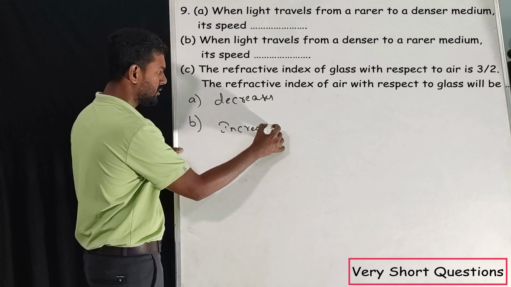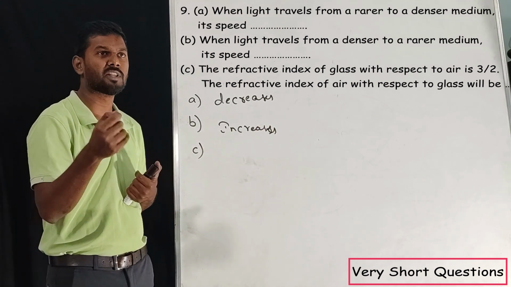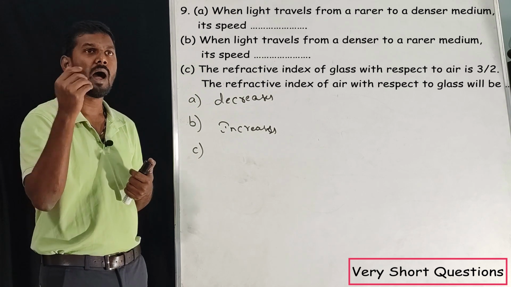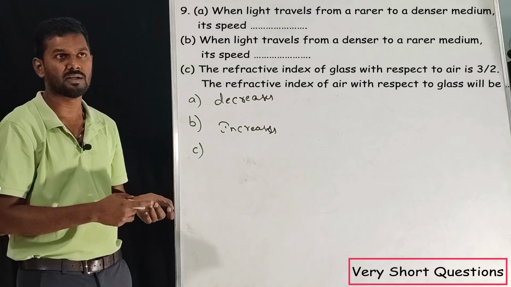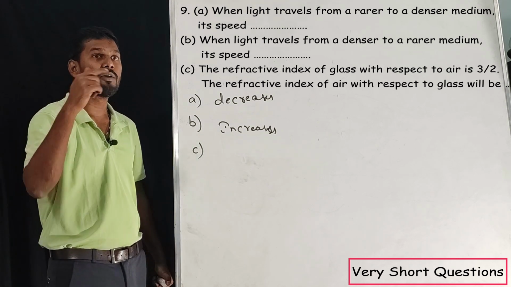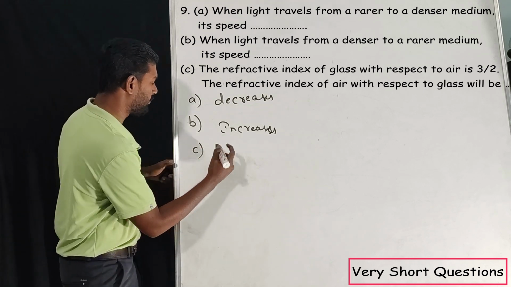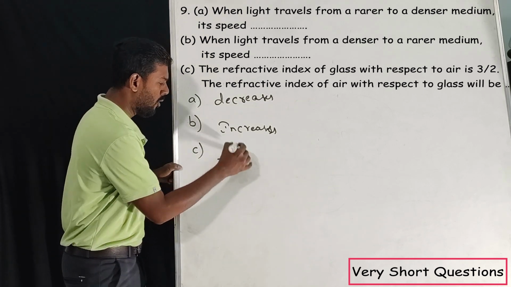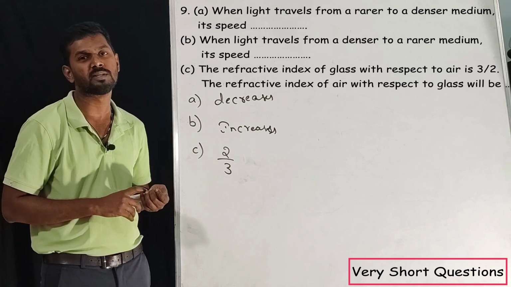And there is one more question. The refractive index of glass with respect to air is 3/2 and the refractive index of air with respect to glass will be the reciprocal of that. That's it. See, refractive index of glass with respect to air is 3/2. Refractive index of air with respect to glass is 2/3. What do you call this process? This is the principle of reversibility.